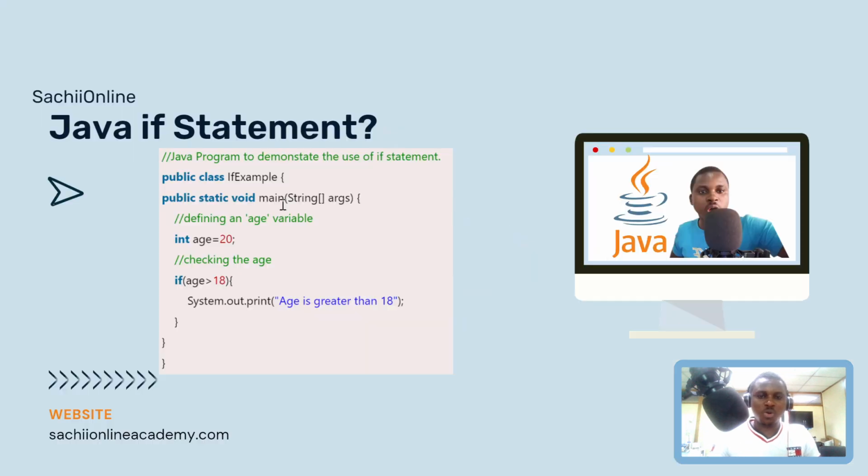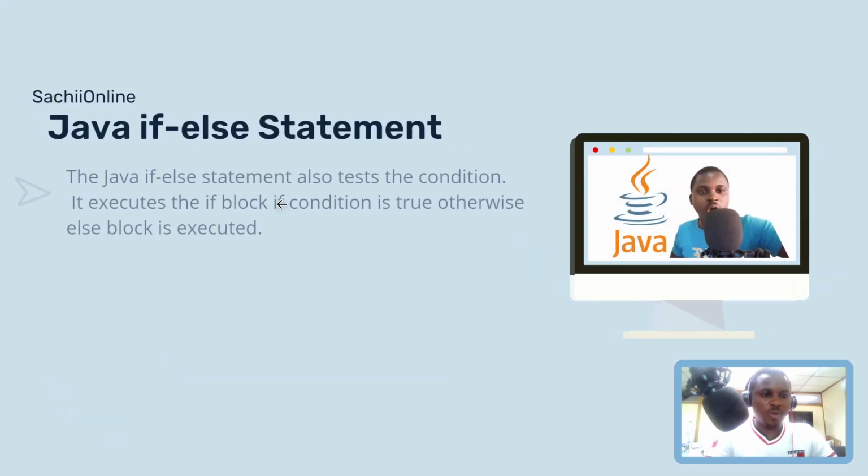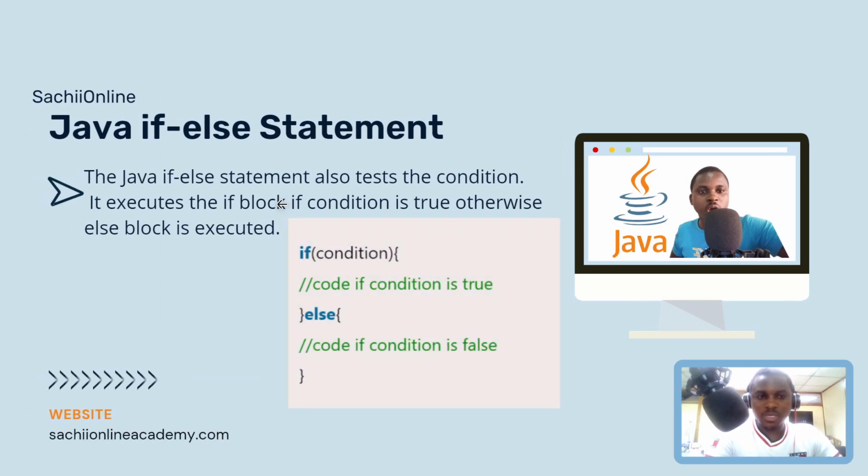Let's check on our slide what's the next thing. If you look at this, we've got the if else statement. Now we have the else part of it. If the condition is false, then do something else. So maybe you can now print that the age is less than 20. The Java if else statement also tests the condition. It executes the if block if the condition is true, otherwise the else block is executed.